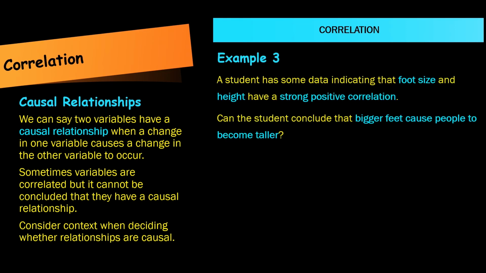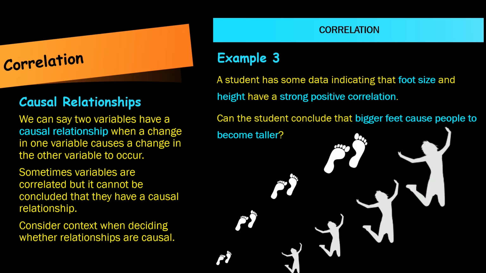So let's take a look at an example. A student has some data indicating that foot size and height have a strong positive correlation. Can the student conclude that bigger feet cause people to become taller? Of course, we can't conclude that at all. The two variables are positively correlated generally, but we can't conclude that one variable causes the other to change.